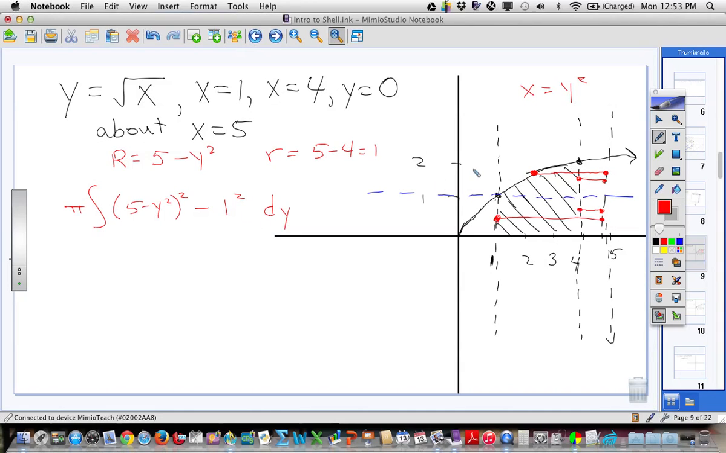And those strips on the top part go from where to where? 1 to 2. That'd be this right here. So those strips fill the space from 1 up here to that point, which is the point 4, 2. So from 1 to 2. Okay? The bottom section, big R is what? 5 minus 1, which is 4. And little r is 5 minus 4, which is just 1. So this one is just going to be pi on the outside, big R squared, 4 squared, minus 1 squared, dy, from 0 to 1.